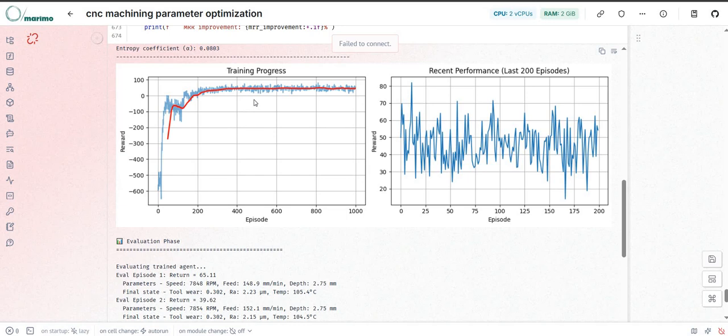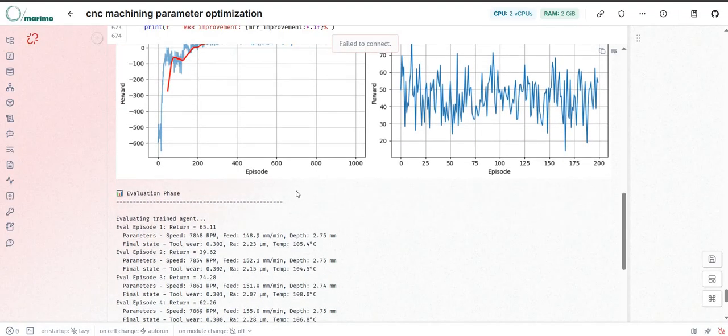The second plot shows the last 200 episodes in detail, and you can see fluctuations from episode to episode, but the values remain consistently positive, generally between 40 and 60, with occasional peaks near 80. That variability is normal in reinforcement learning. At the evaluation phase, we can see that the trained agent performs even more consistently. Across 5 evaluation episodes, the return ranged from about 40 to 62, averaging 56.